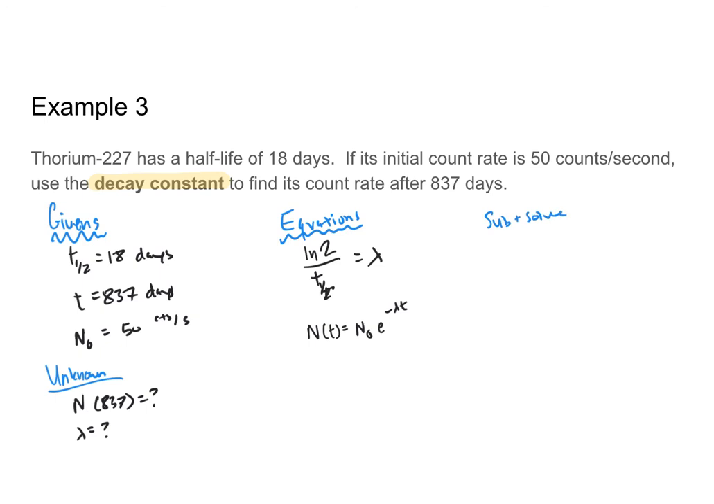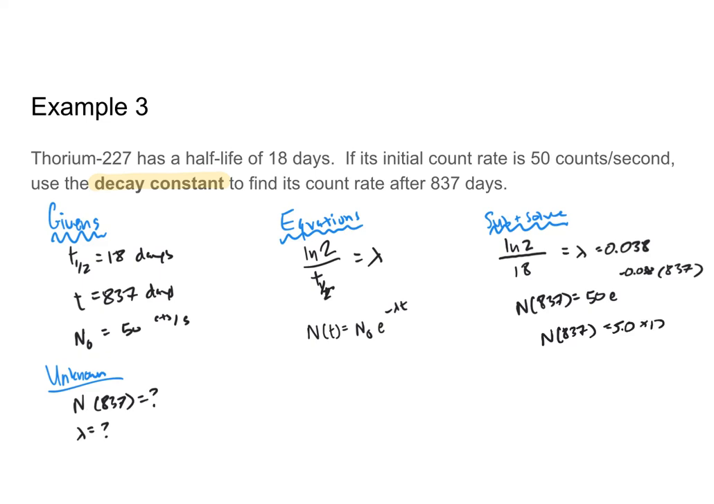When I sub and solve, what I'll get is that the natural log of 2 over my half-life, so the natural log of 2 over 18, is equal to lambda. So lambda is 0.038. Plugging that into my equation, I get that my count rate after 837 days is equal to 50 times e to the negative 0.038 times 837. And when I put that in a calculator, sure enough, I get the exact same answer as last time, that N is equal to 5.0 times 10 to the negative 13th counts per second.